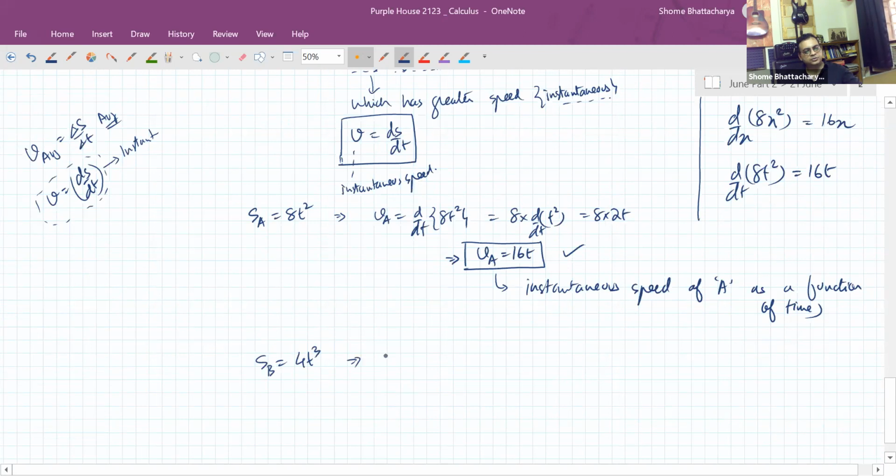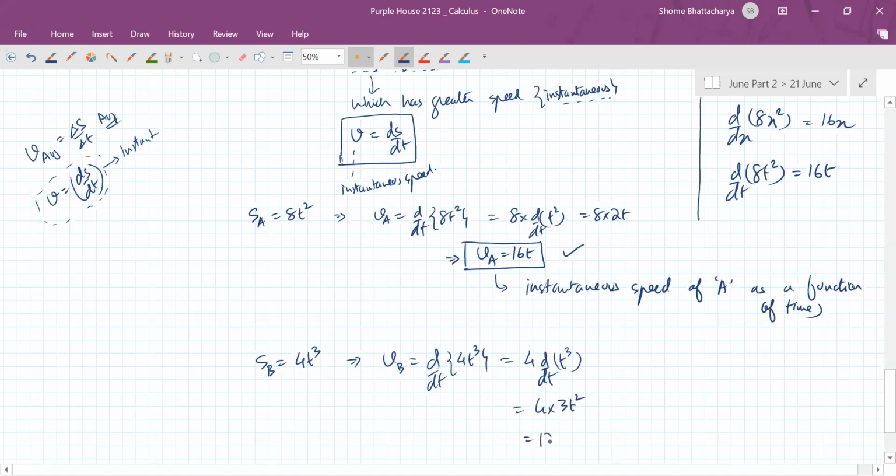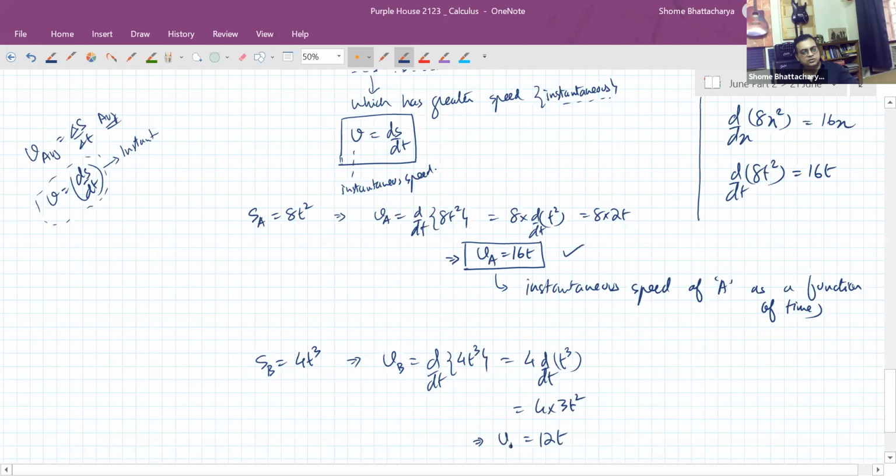is 4t cube. That means what is the instantaneous velocity of B? It is the instantaneous rate of change of the displacement, or the distance, which is 4t cube. Okay. So again, 4 is a constant. It comes out into differentiation of t cube with respect to t. So this will become how much? 3t square. So 12t square. So velocity of B or speed of B at any instant is given by 12t square, and speed of A at any instant is given by 16t.